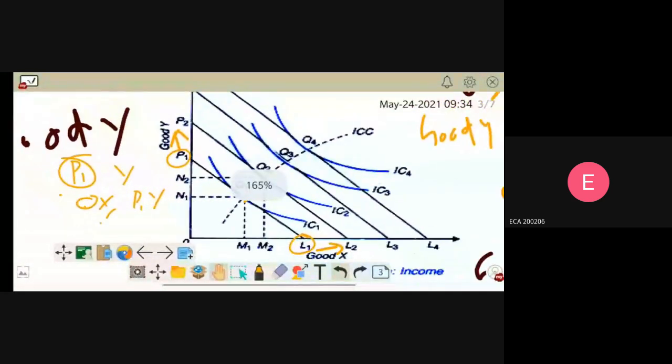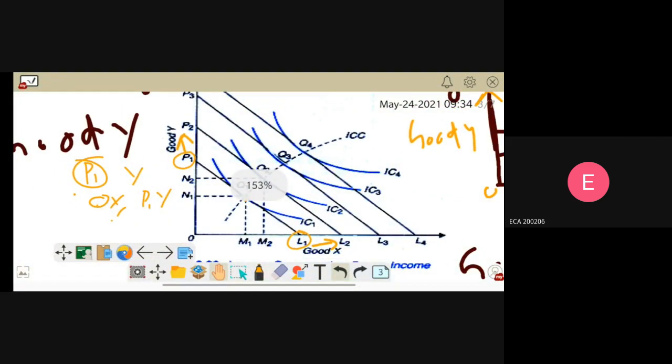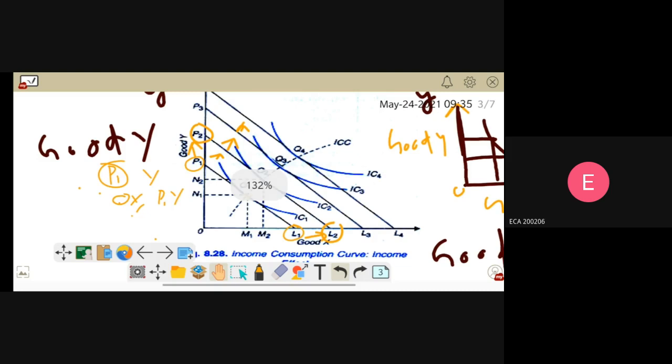And imagine that his income increases. Then he can buy more of good Y, that is P2, or more of good X, that is L2, or a combination of both good X and good Y. So as the income increases, the budget line also shifts to the right. You have studied in our previous class that as the income increases, the budget line shifts to the right.